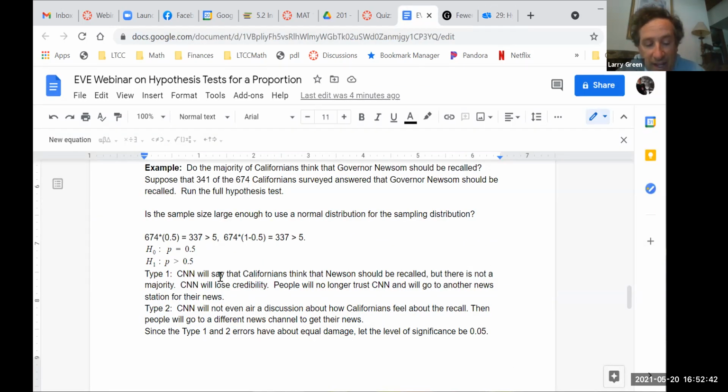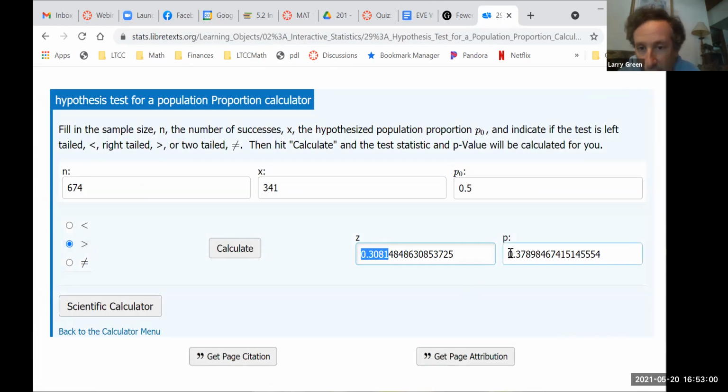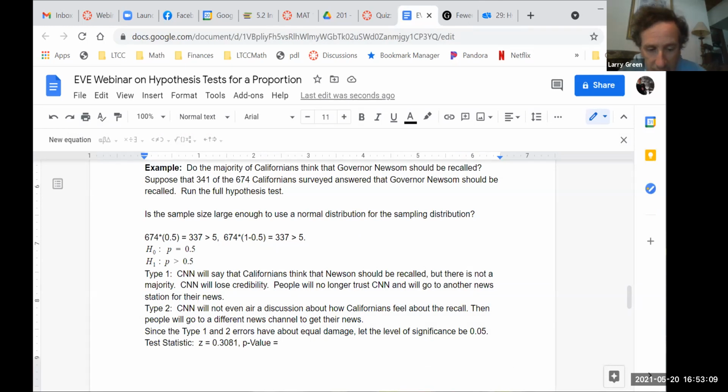So we have our test statistic, Z equals 0.3081. And our p-value was equal to 0.3790. Any questions on finding the test statistic and p-value?